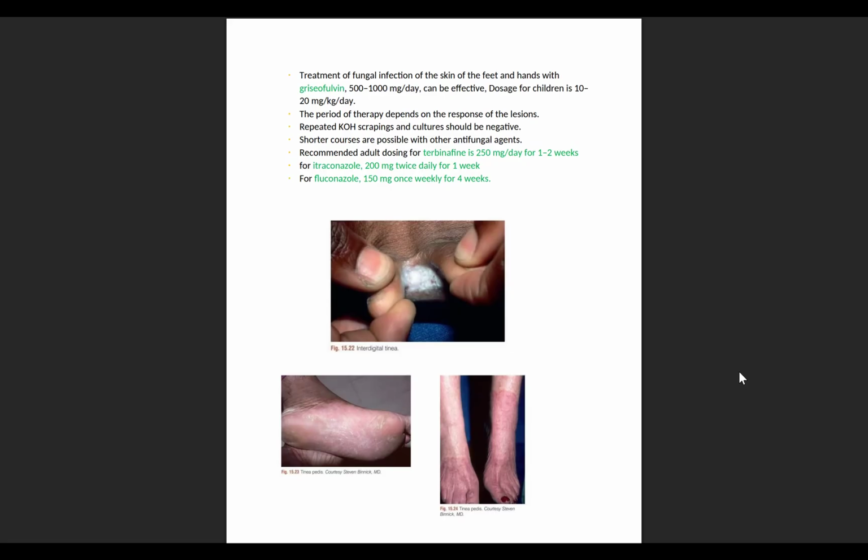Recommended dosing in adults: terbinafine هي 250 نستخدمها for 1 to 2 weeks. Itraconazole 200 ملغ twice daily for 1 week. Fluconazole 150 mg once weekly for 4 weeks. هاي هنا الصور عندنا interdigital tinea وهذه هنا tinea pedis وهذه أيضا example آخر على tinea pedis.